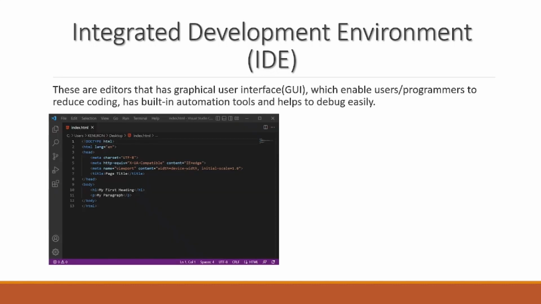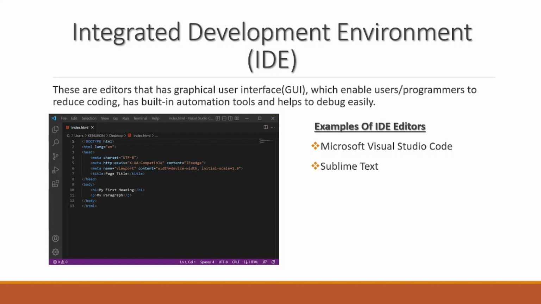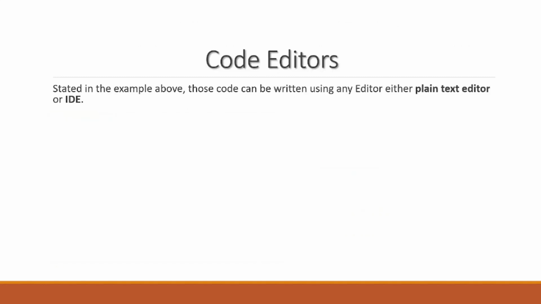Now, an example is Visual Studio Code, the one you're seeing by this side. The same code we wrote in the previous page can be written with either a plain text editor or an IDE. Examples of IDE editors are Microsoft Visual Studio Code, Sublime Text, PyCharm, Android Studio, Adobe Dreamweaver, etc. We have many other IDEs. Now, as stated in the example above, the codes I explained can be written using any editor, either plain text or IDE.